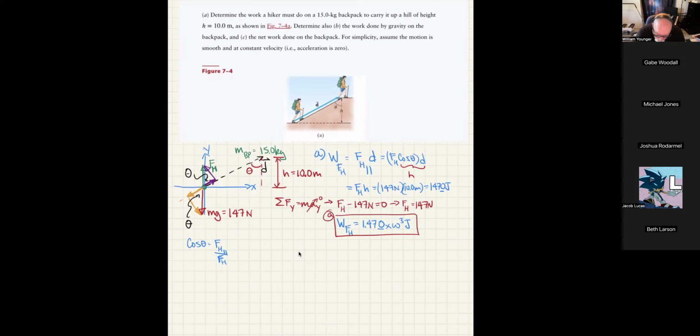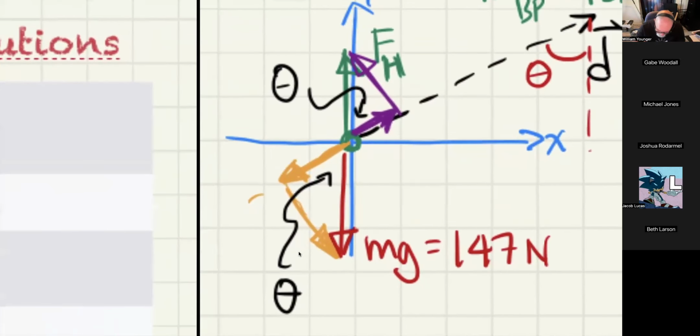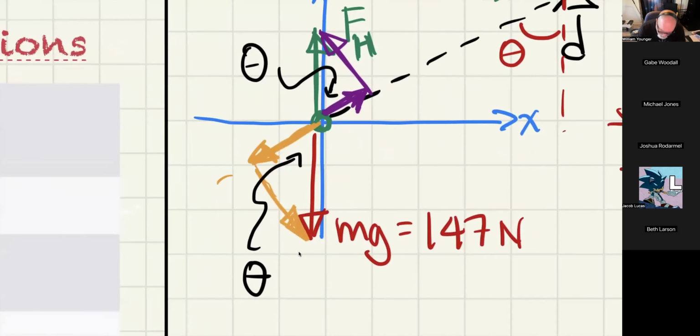Part B says the work done by gravity. So in this case, we want the work done by mg. We need the component of mg that's parallel to the displacement. And of course, that's the little one pointing diagonally down to the left. We can look at this triangle again to figure out what that component is. This guy is the component of mg that's parallel to D.